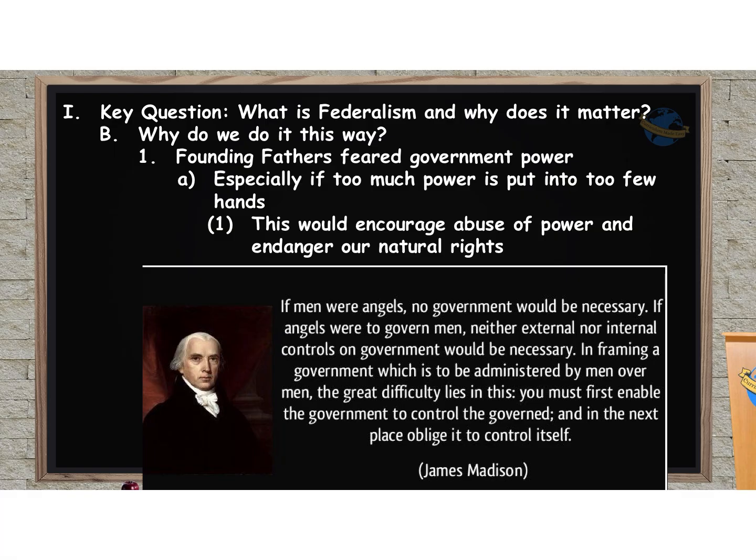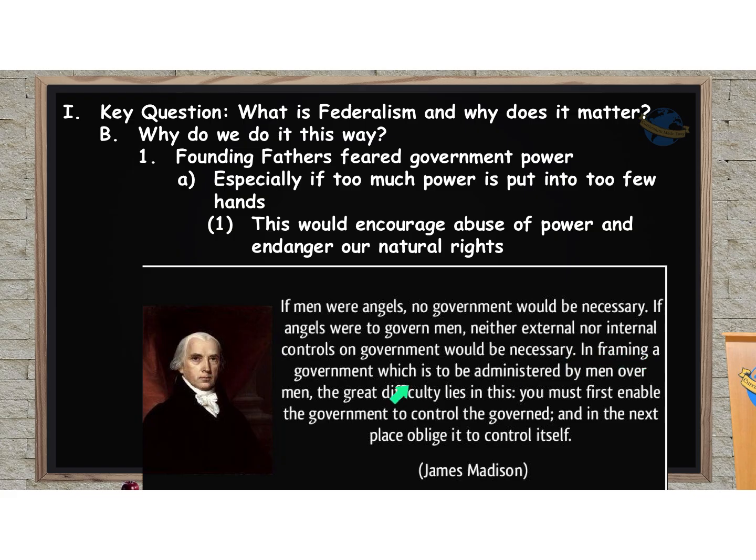A famous quote from James Madison, one of the founders of our country, says that if men were angels, then no government would be necessary. So if we were all perfect, we wouldn't need a government to rule over us. But if angels were to govern over men, neither external nor internal controls in government would be necessary. That is to say, if we're all human, but angels, perfect beings, ruled over us, then we wouldn't have to worry about the government abusing us. But that's also not the case.